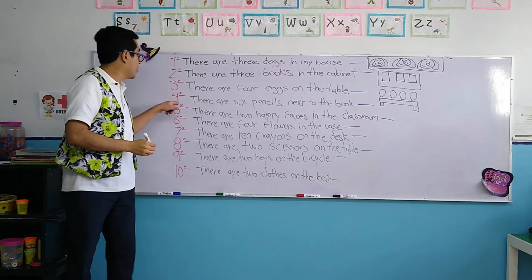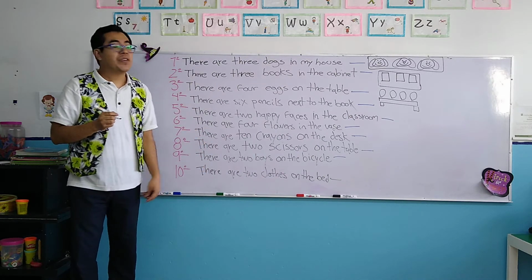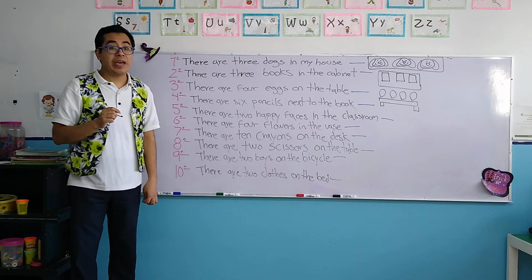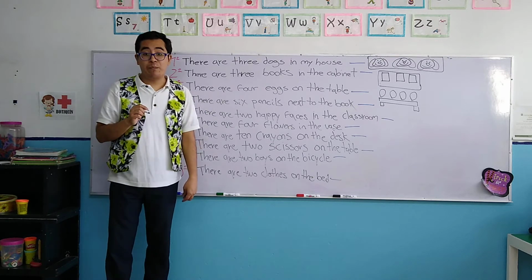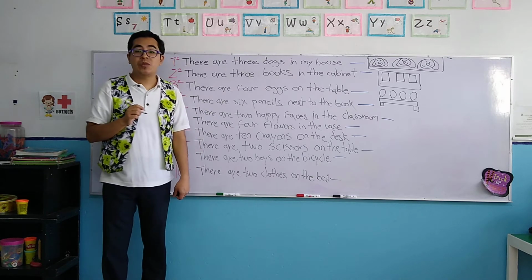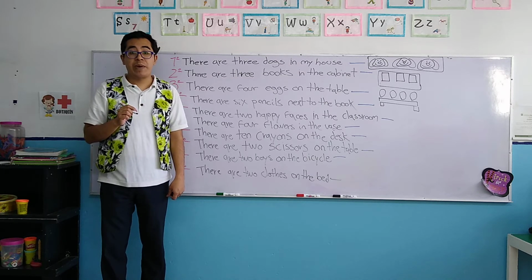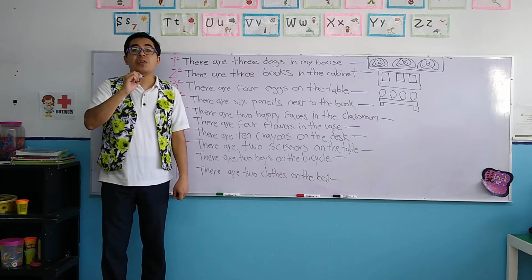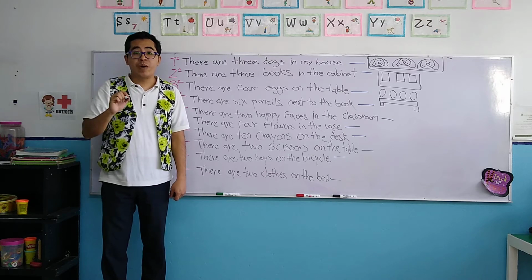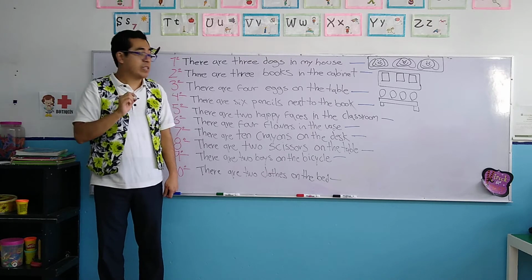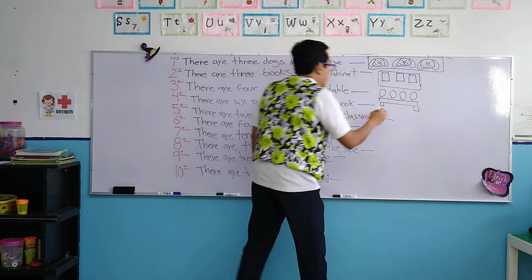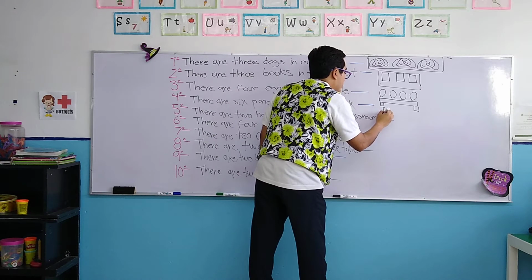Very good. Let's continue with the fourth sentence. The fourth sentence says, there are 6 pencils next to the book. Okay? Remember, pencil is the object that you use to draw or to answer questions in your textbooks. So, 6 pencils. Please help me count.